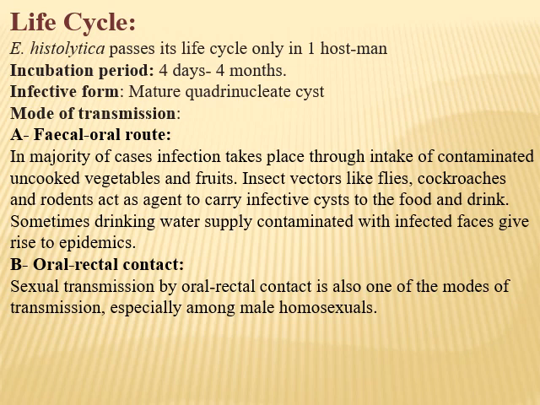The majority of cases take place through intake of contaminated, uncooked vegetables and fruits. Insect vectors like flies, cockroaches, and rodents act as agents to carry infective cysts to the food and drink. Sometimes the drinking water supply contaminated with infected feces gives rise to epidemics of infection. Also, we have oral-rectal contact. Sexual transmission by oral-rectal contact is also one of the modes of transmission, especially among male homosexuals.